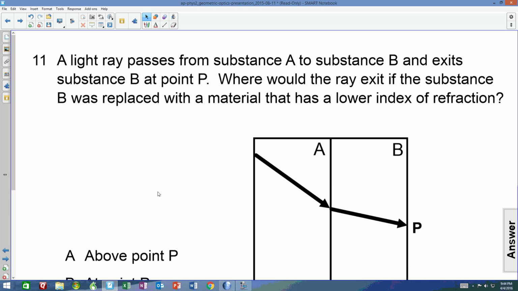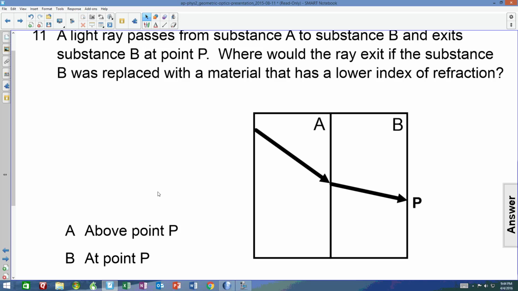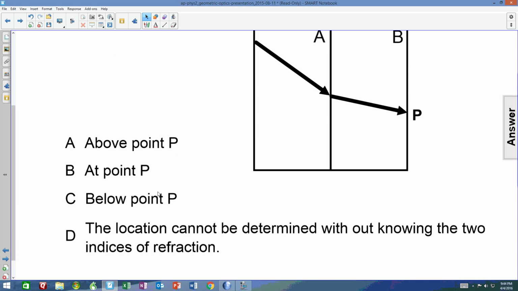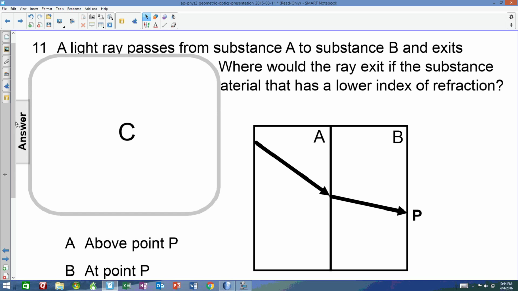A light ray passes from substance A to substance B and exits substance B at point P. Where would the ray exit if substance B was replaced with a material that has a lower index of refraction? Is it above point P, at point P, below point P? The location cannot be determined without knowing the two indices of refraction. Okay, so let's see what the answer is. The correct answer is C. It will be below point P.